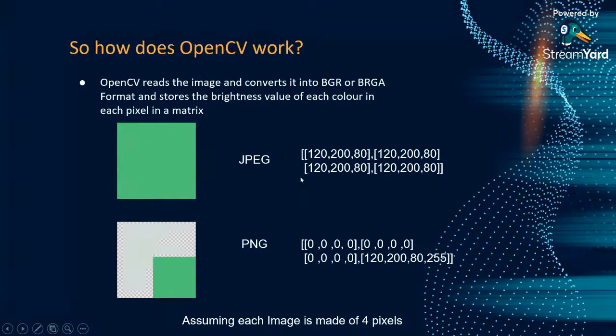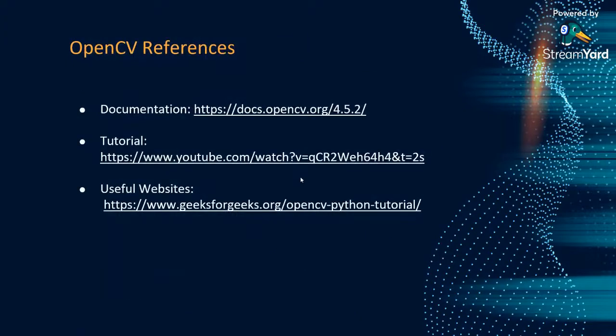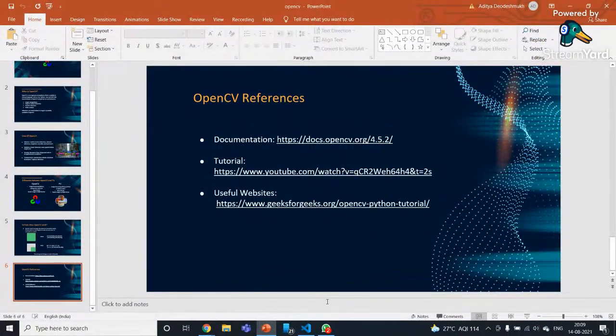Now basically, if you want to change the properties of some images, you can change the values inside these matrices by your own functions or some functions provided inside OpenCV to change the image in certain ways. Here are some OpenCV references that you can refer to. This is the documentation, this is the tutorial, and some useful websites. Once you're done with that, let's move on to the demonstration part of it.